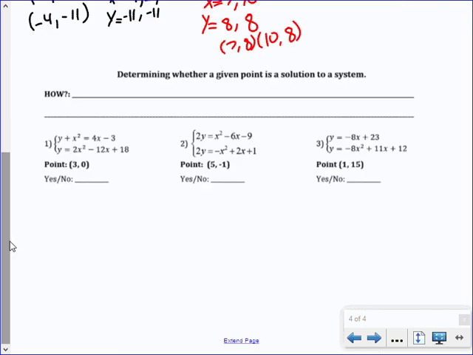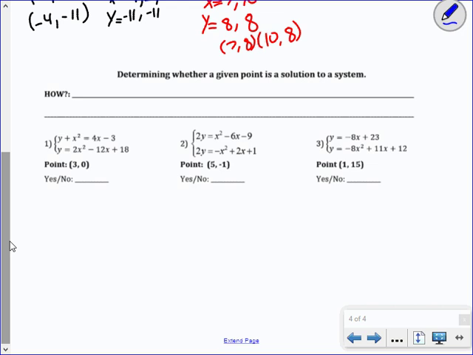The last concept that we're going to talk about is what if I go backwards? What if I present a solution to you and I want to know if that point would actually be a solution for the system that I'm also presenting to you? So I'll give you a system and a point and I want to know if they can merge together and the point would be a solution.